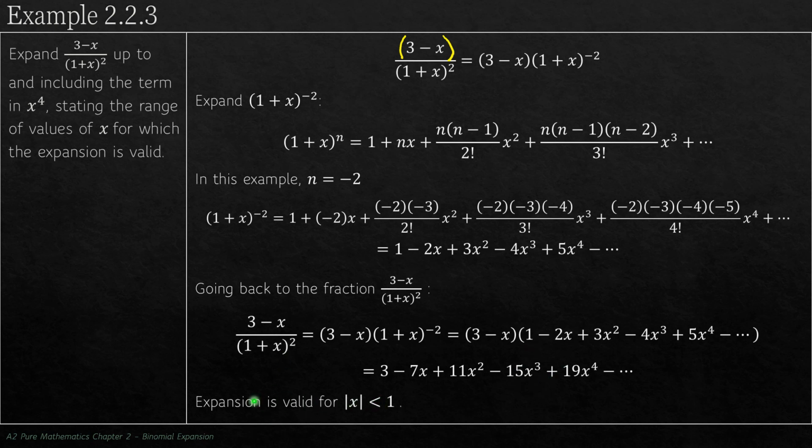The value is valid for the modulus of x is less than 1, so that's that bottom bit there. That is coming from this expansion here. So when I've got more than one thing that I need to expand, I'm going to look at the validity of both expansions and take the smallest one. So 3 minus x would be valid for all numbers. The 1 plus x to the power of minus 2 is only valid for modulus of x is less than 1. Therefore, because that is a smaller range, that applies to the whole thing.